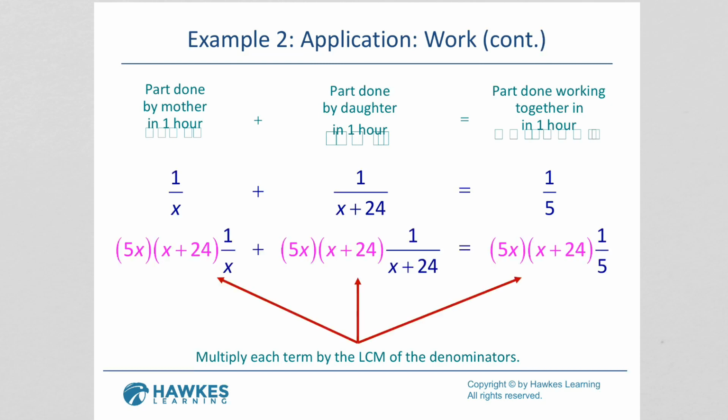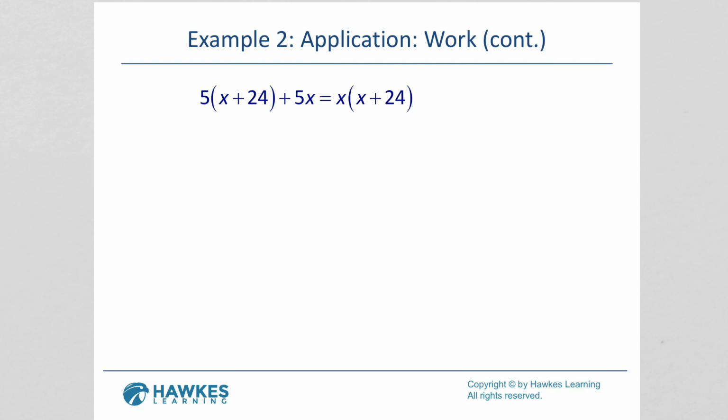So you see that there. We multiply each term by 5x times x plus 24. When we get done simplifying, that's 5 times x plus 24 plus 5x equals x times x plus 24. We distribute on both sides. We have 5x plus 120 plus 5x. Distributed on the right, we have that equal to x squared plus 24x.